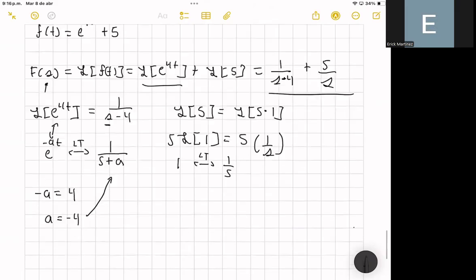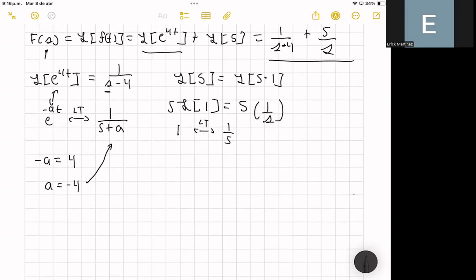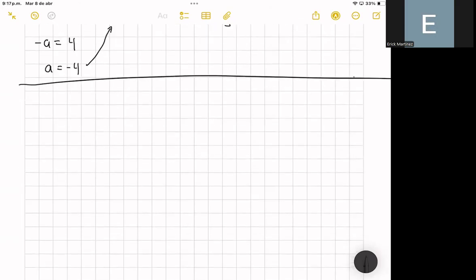So you need to follow the tables. With the tables, you can solve anything. So I will make another example. You can see that this is not too complicated to compute the Laplace transform. So we have another function, f of t, equal to the cosine of 2 times t plus 7 times the sine of 2 times t. And we need to compute the Laplace transform of this.